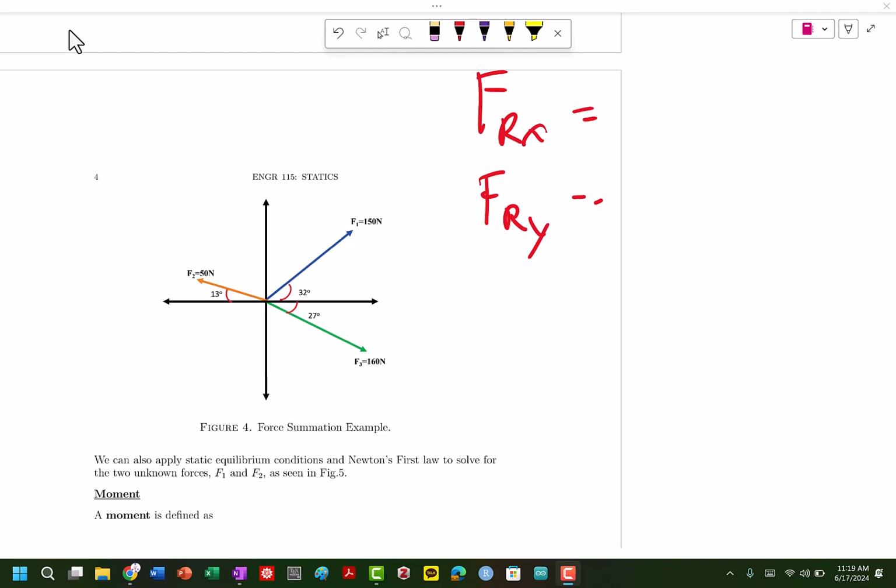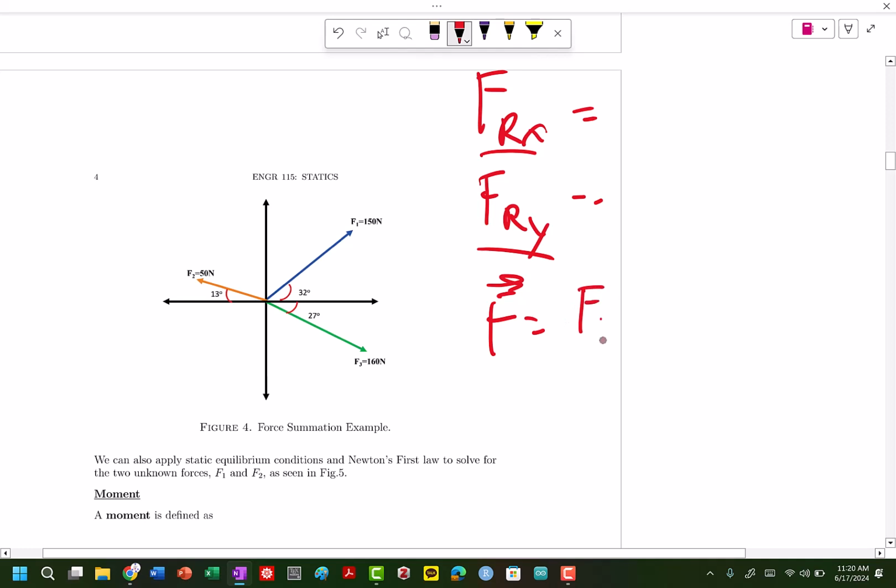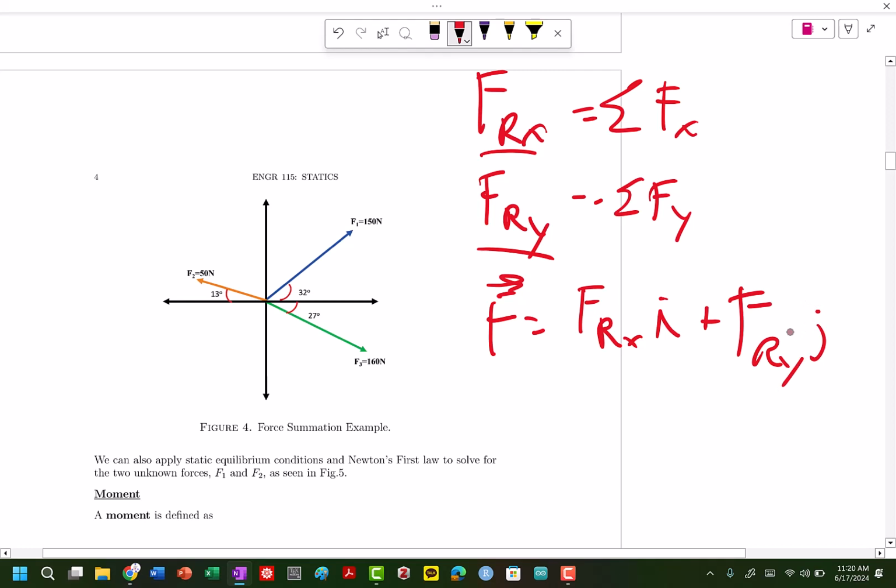All right, everyone, we are back, and we are going to resolve these forces into a resultant x and y resultant vector. So we're going to find a single resultant F, which will be the sum of all the F of x, the sum of all the F of y's, which will be F resultant in x times the i vector plus F resultant in y, j component.